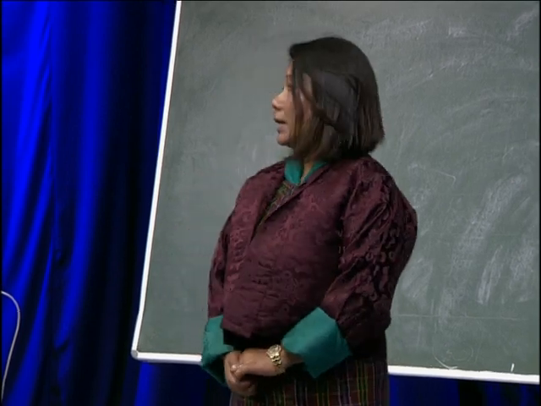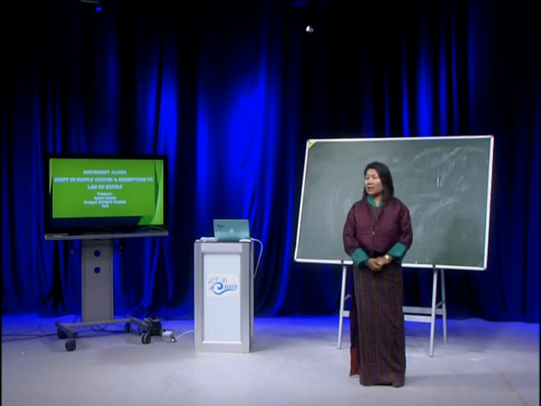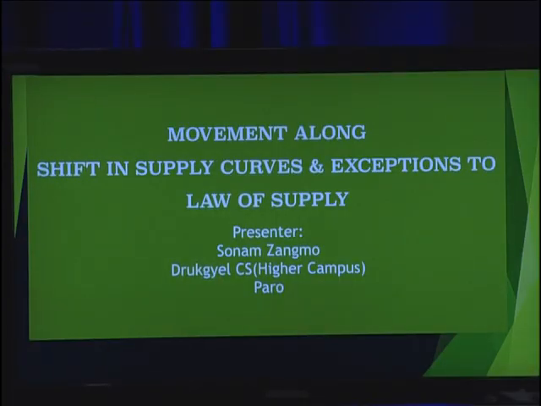Today I'm here with a lesson on economics for key stages 4 to 5, that is for grades 9 through 12. The topic that we have today is movement along the supply curve and shift in supply curve, and also exceptions to the law of supply.